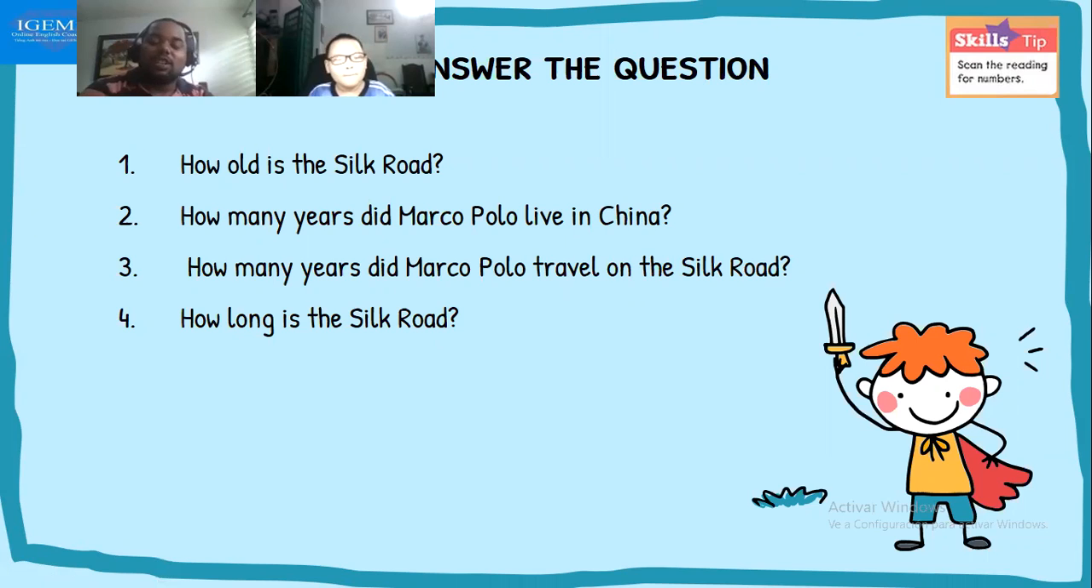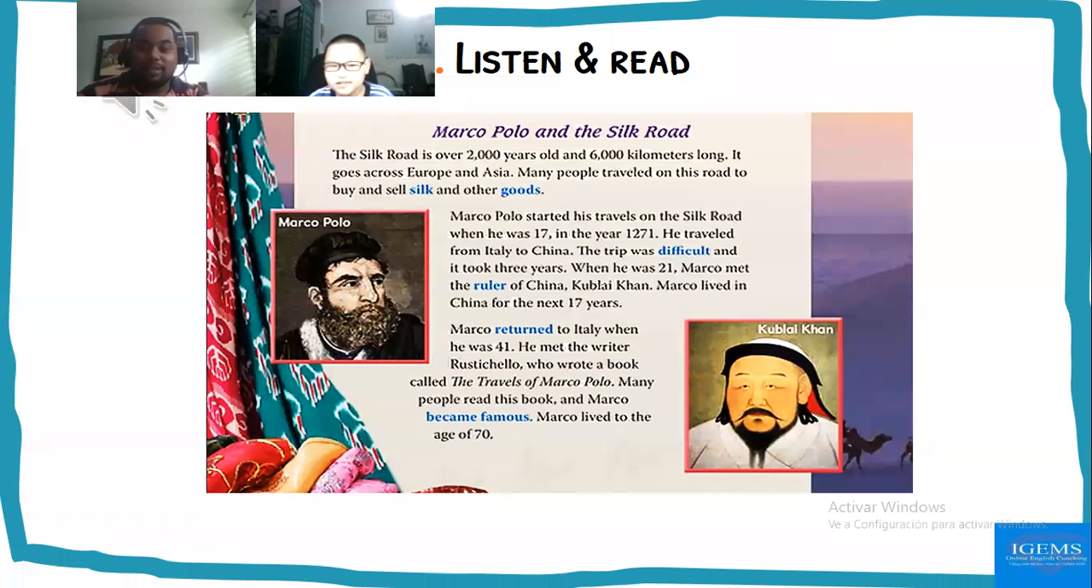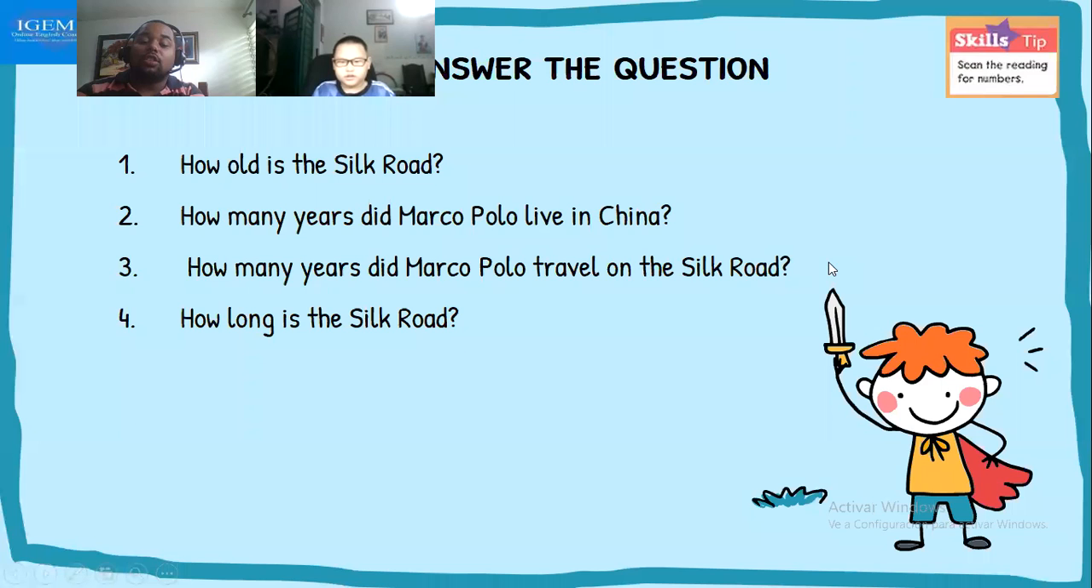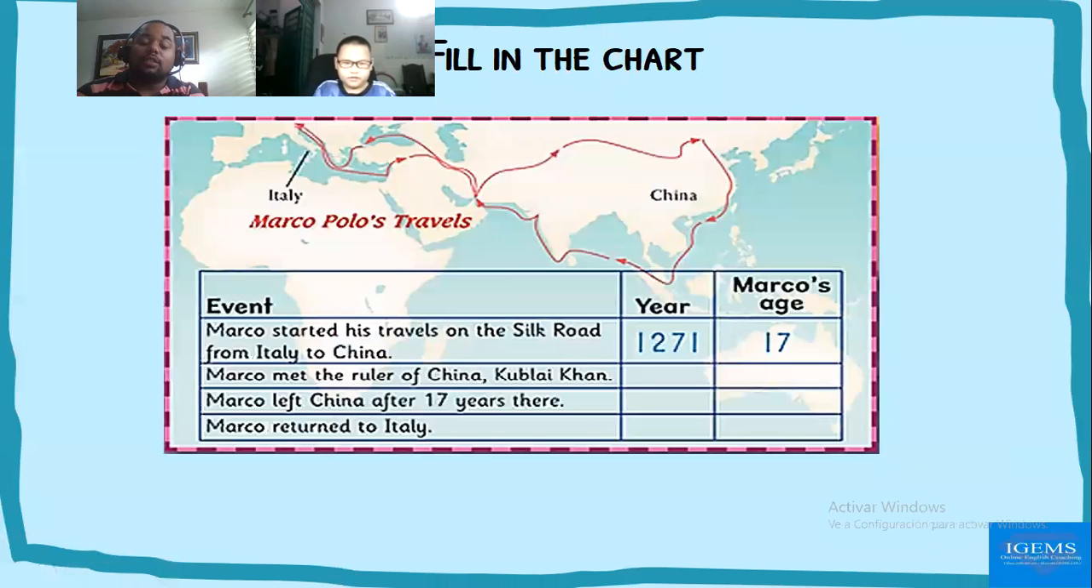How long is the Silk Road? I don't know. Let's go back. Here we have the information. 6,000 kilometers long. That is right. So let's continue. You did it well, except for the last one.